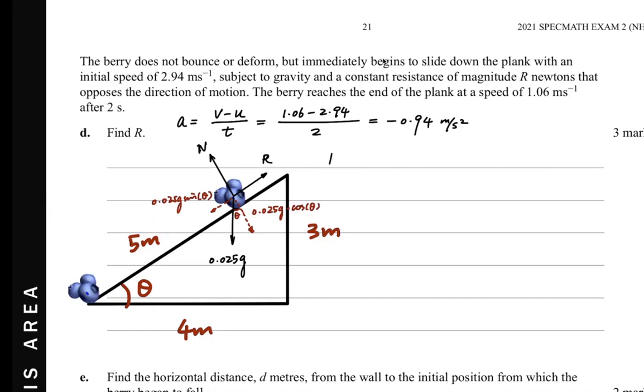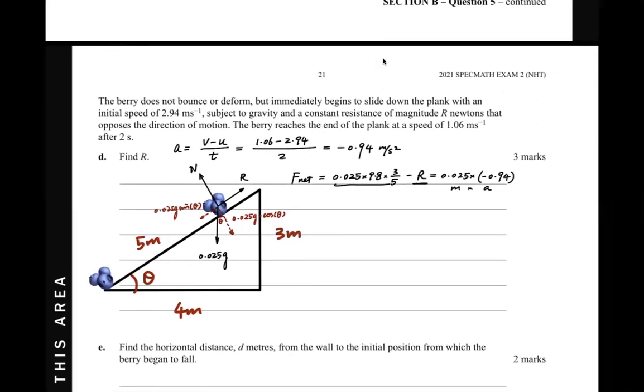So F net is equal to 0.025 times 9.8 times 3 over 5, take away R. This is MA, 0.025 times 9 times minus 0.94. This is your mass times acceleration, driving force, retardation force. So now I just need to solve for this equation, solve for R here.